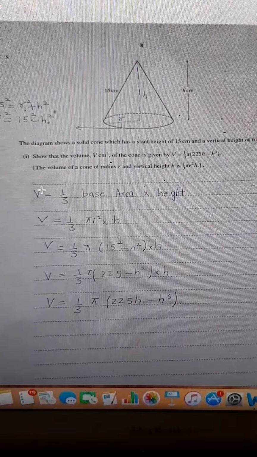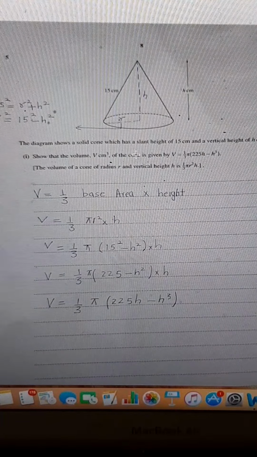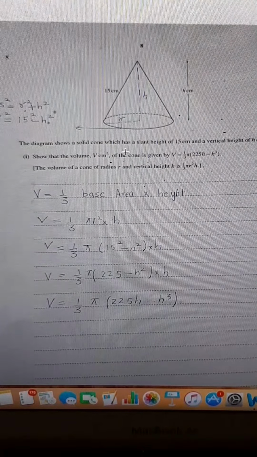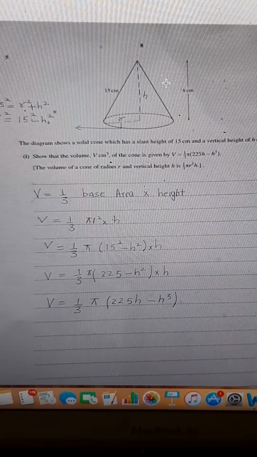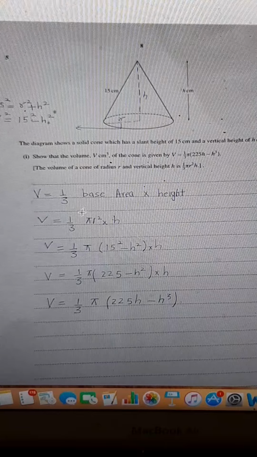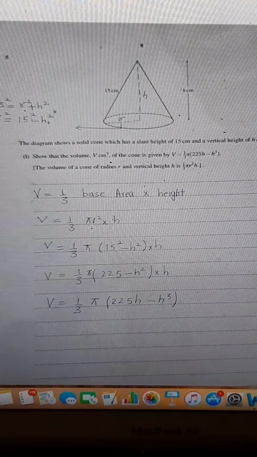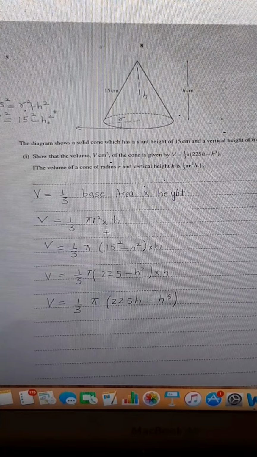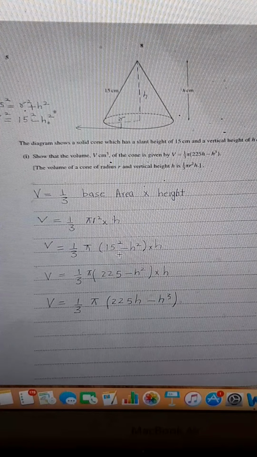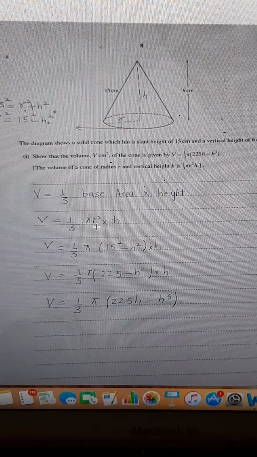Now the volume of the cone is 1/3 base area, the circle is the base in this case, times the height of the cone, which is h, this vertical height. So that is equal to 1/3 pi r squared, which is the area of the base, times height. So 1/3 pi, now r here is 15 squared minus h squared. This is the value of r squared.